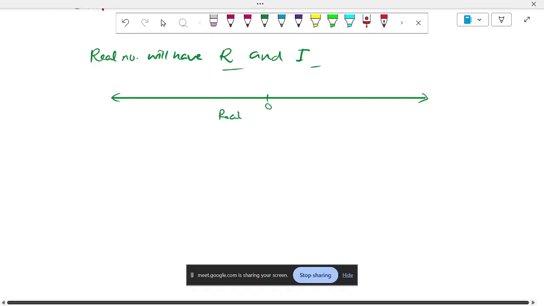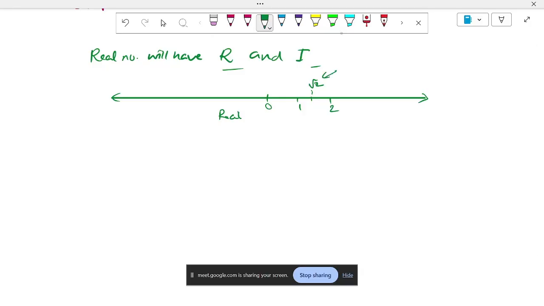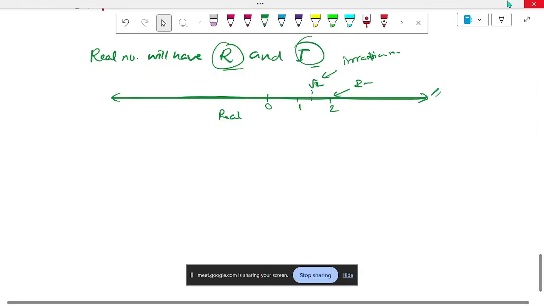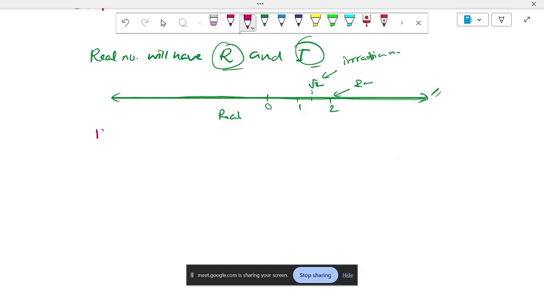That's why if you take a real line, this is a real line. This real line contains real numbers, and somewhere here you will have root 2. You know that root 2 is an irrational number, right? And this 2 is a rational number. You can see this real number line will have both rational and irrational numbers. Now we'll study a very important type of number, that is complex numbers.